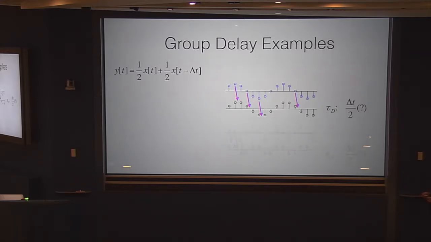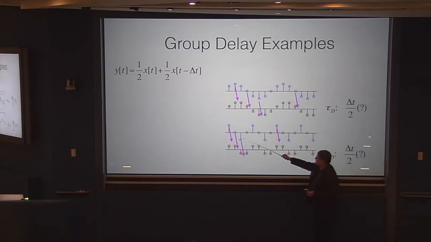And if we look at a much faster sinusoid, then the same thing is happening. This peak gets rounded off. This 0 falls between a positive and a negative. And it's also about half a delay, half a time step.